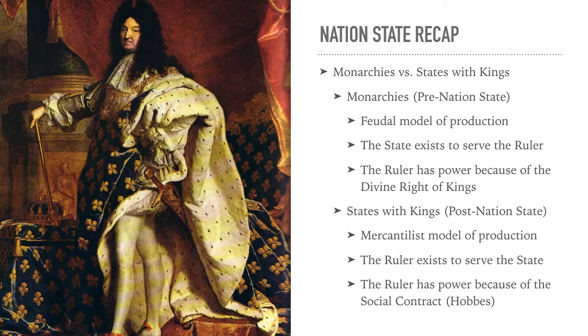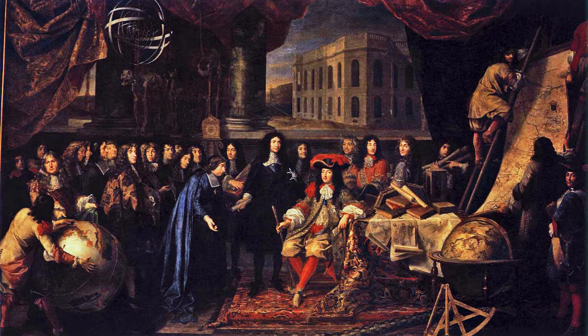And more importantly, that ruler has power, as we saw in the Hobbesian model, because of the social contract, a contract between the governed and the governors that allows the ruler to have power. And that contract can be revoked if the ruler is not holding up their end of the bargain, as we see in the English Civil War. Now that that's clear, I'd like to move on to the scientific revolution.